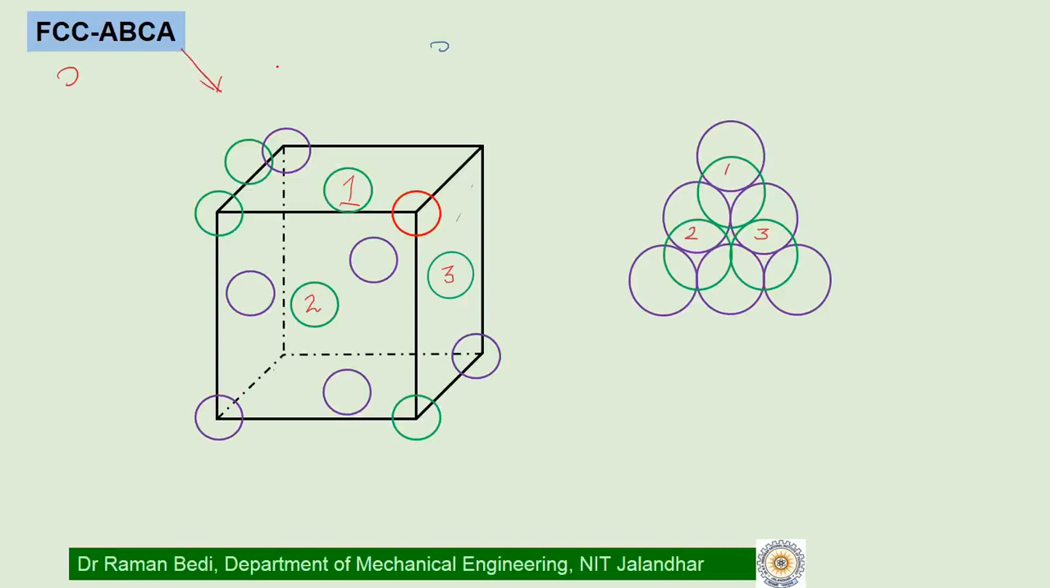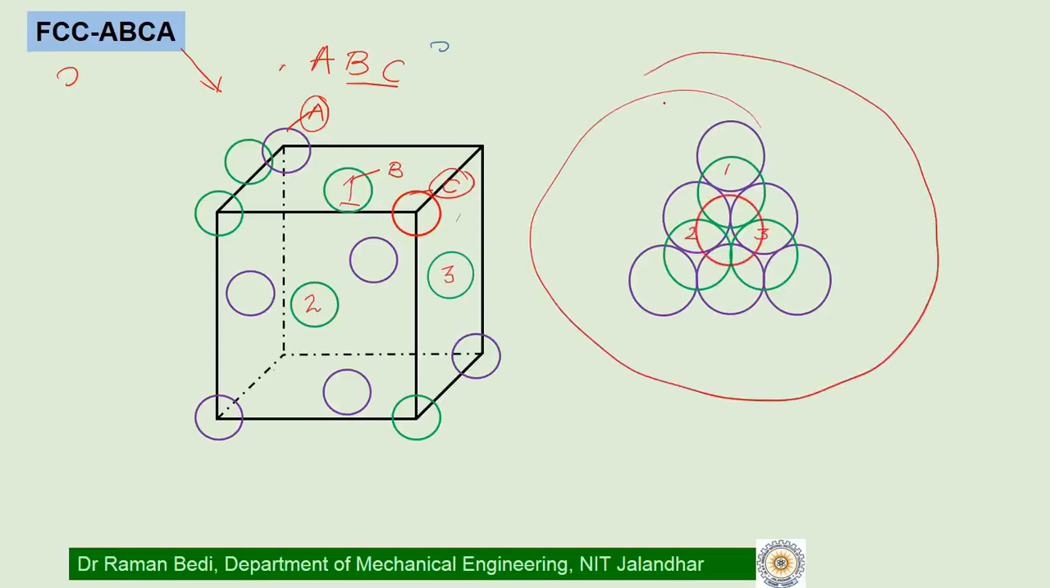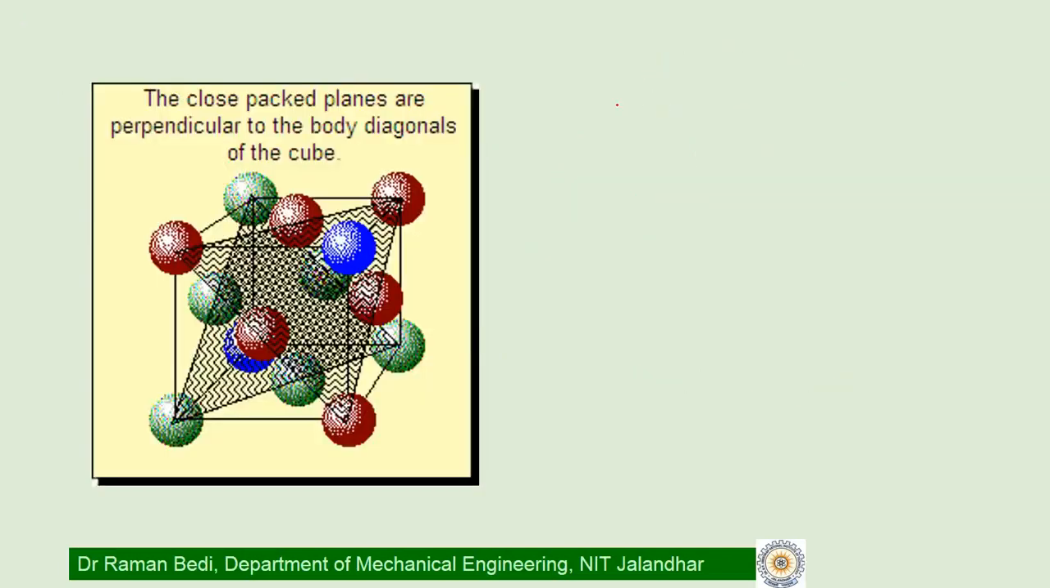So in an FCC lattice, the stacking sequence, as we have seen, happens to be the A, B and C stacking sequence. This discussion told us that this is the A plane of atoms, the other one is the B plane of atoms, and this happens to be the C plane of atoms. We explained this concept with the help of this diagram also, and we have further seen that the packing of atoms in the planes was different.